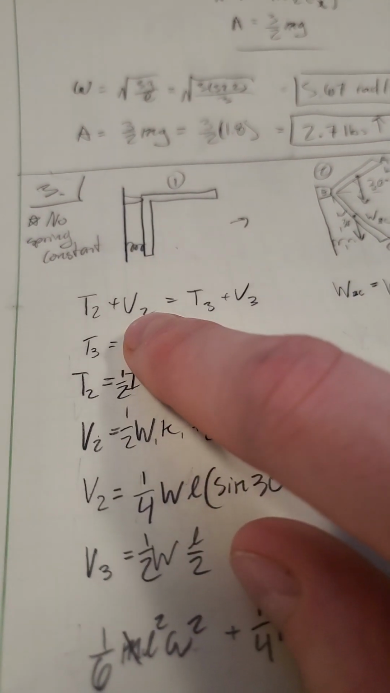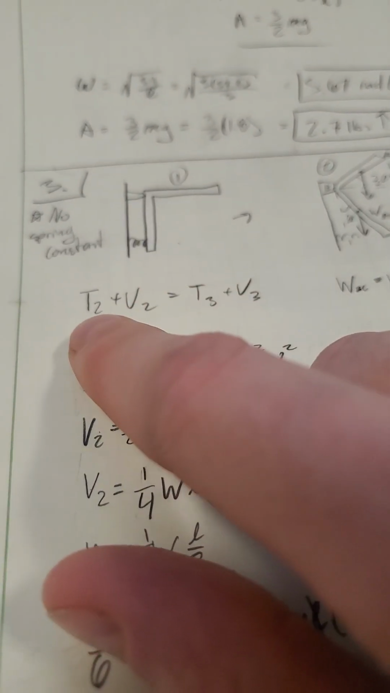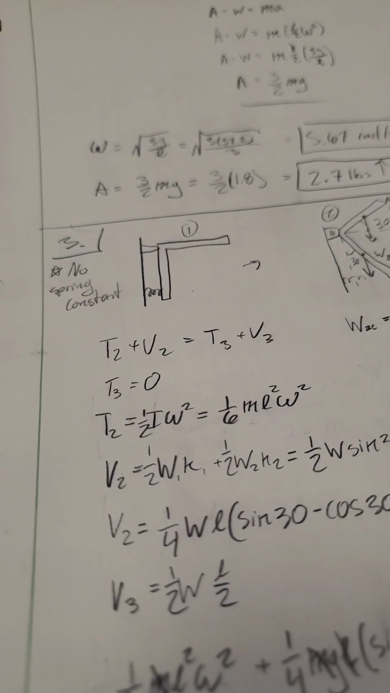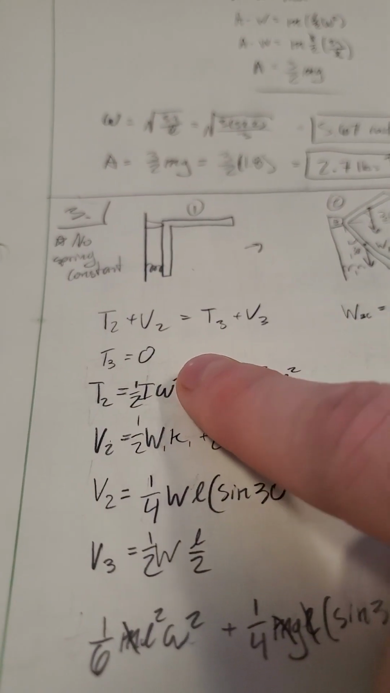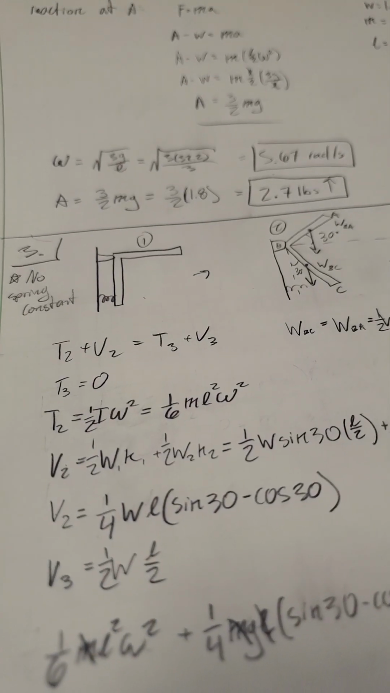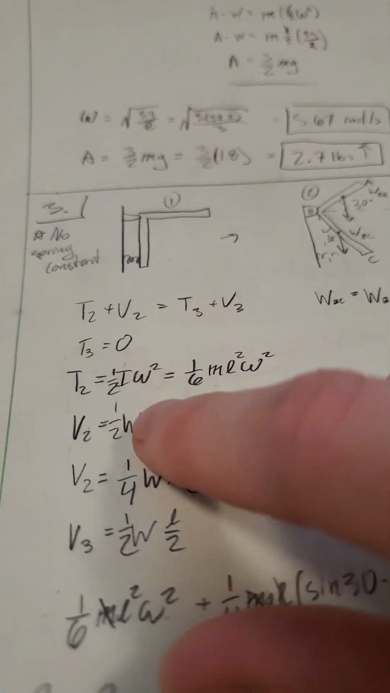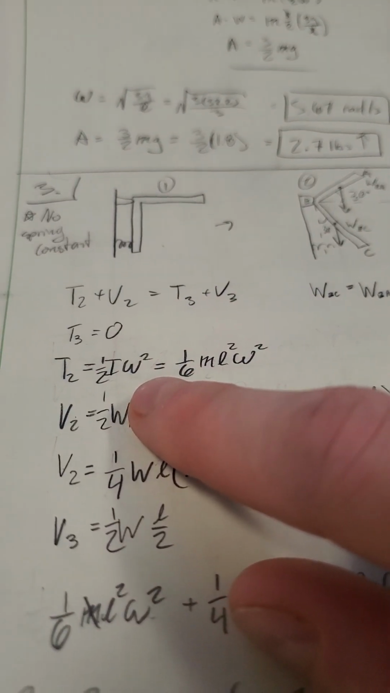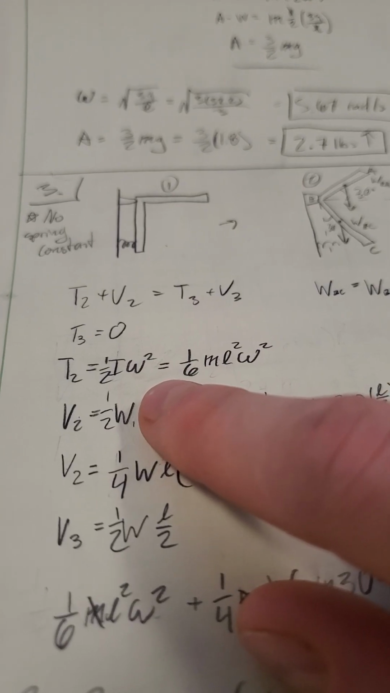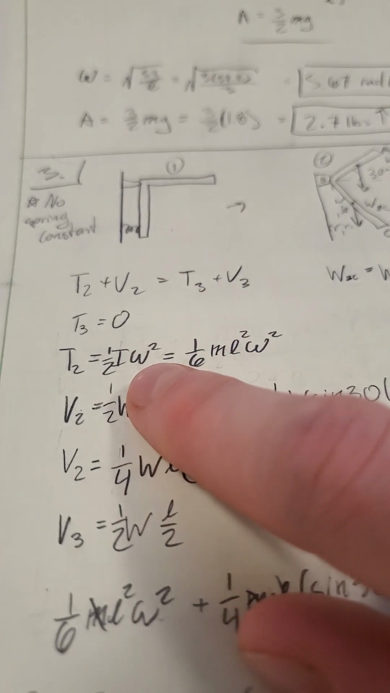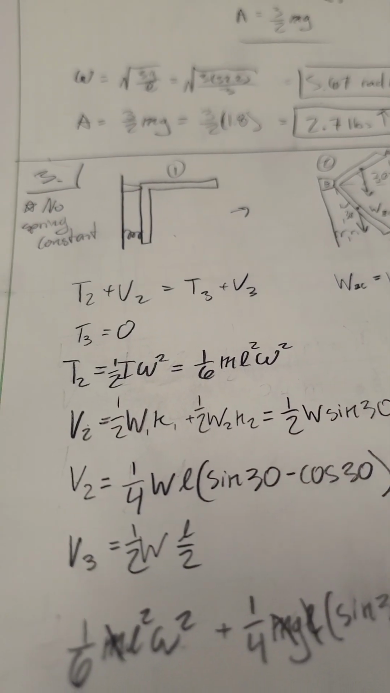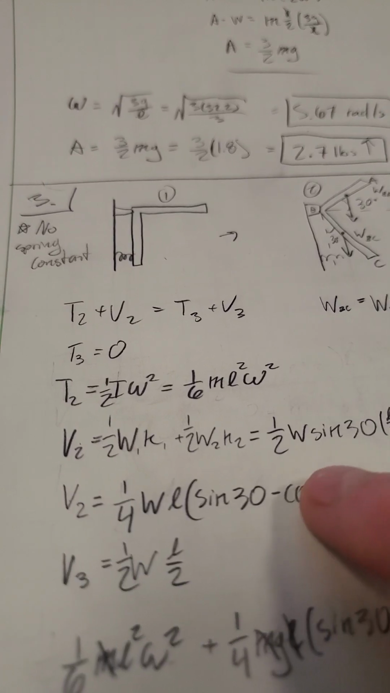So pretty much you just write out the conservation of energy equation. So kinetic plus potential equals final kinetic plus potential. But we know the kinetic at the end is going to be 0 because it says its maximum is 90 degrees. So it stops moving once it gets to 90 degrees. For the initial kinetic energy, we're going to have just rotation. And that can be written as 1/2 moment of inertia times the angular velocity squared.